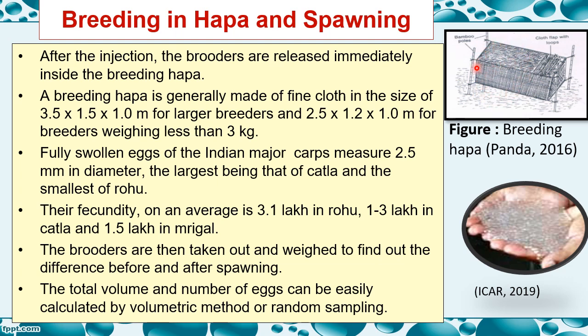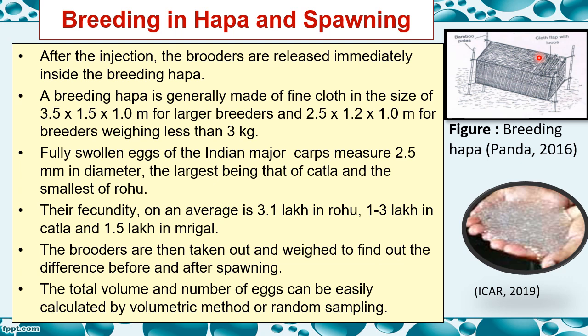All the sides of the breeding hapa are stretched and closed except a portion on the top for introducing breeders inside. Generally, one set of breeders is released inside the breeding hapa. After the release of the fish, the opening of the hapa is securely closed so that brooders may not jump out and escape. Instead of hapas, cement cisterns or plastic pools as big as hapas can also be used for breeding.